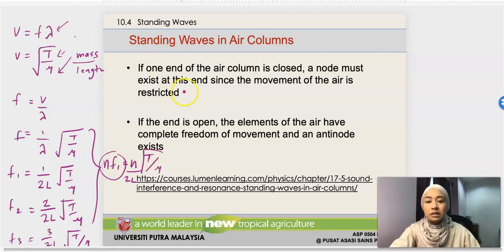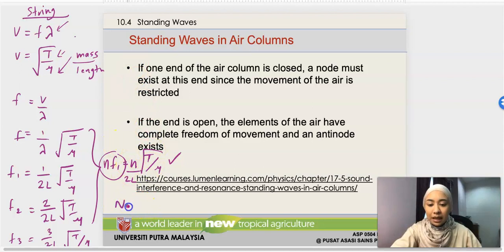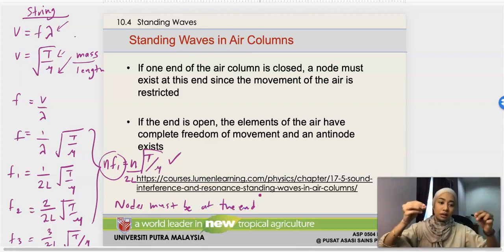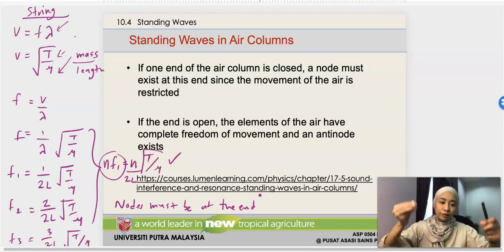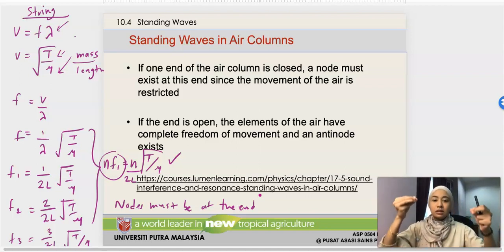Now we are talking about standing waves in air columns. This was for string. What was the point that I asked you to remember? For a string, the node must be at the end. Nodes must be at the end, because the ends of a string are fixed. We have to hold it, or it has to be attached to something for us to vibrate it, right? So the ends are fixed. When the ends are fixed, you get a node.